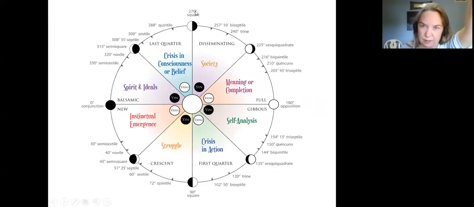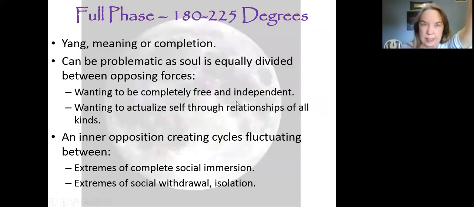Okay, full phase, of course, initiates the second half of the zodiac. It brings what we initiated at the new phase into meaning or completion. Now, it can be problematic because we can be equally divided between opposing forces, wanting to be free and independent, and wanting to start initiating ourselves into relationships. And so it can create that inner opposition where we want to go into isolation, or we want to go into social interaction and immersion.